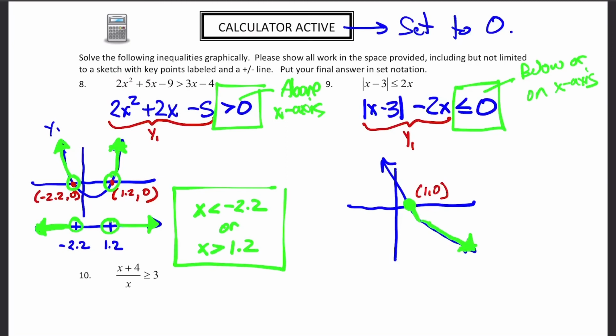And all I need to do now is put that on a number line. There's only one value, it's 1. It's a closed circle, and I'm shading to the right. So the solution here is simply x is greater than or equal to 1.